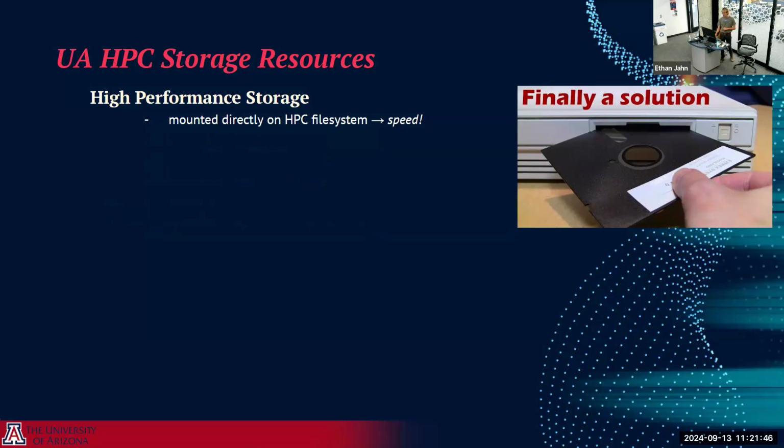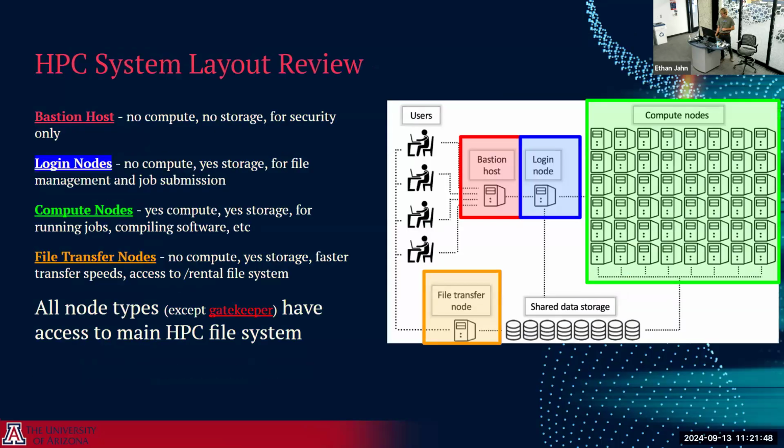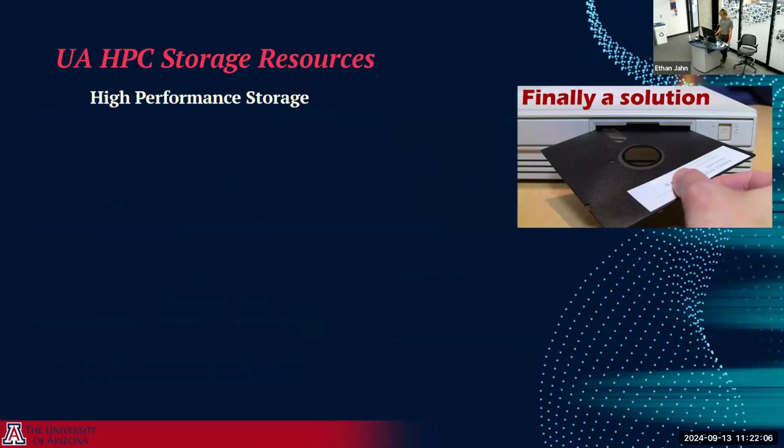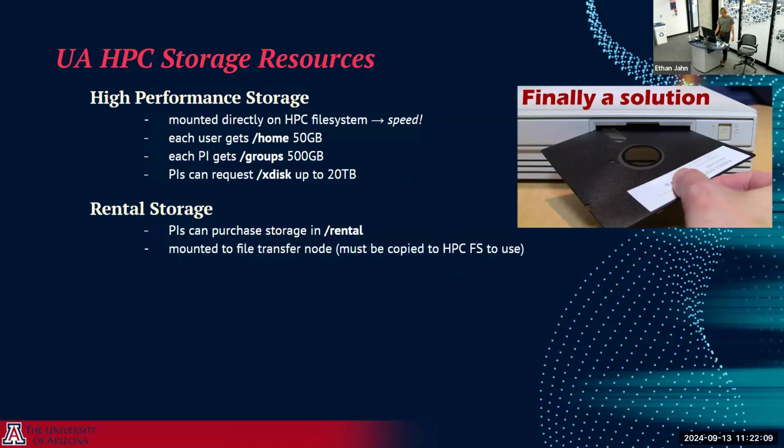So if we go back to that image that we saw previously here, this is not the shared data storage. The rental storage server is off to the side somewhere, and it is not connected to the compute nodes. So if you're trying to run a job and you have some data that you want to analyze on rental, that needs to be first moved onto the main HPC storage in order to be accessible by the compute nodes. So it is mounted to the file transfer node. So if you want to do that transfer, you would access the file transfer node and then copy the data from rental onto whichever one of those that you choose.